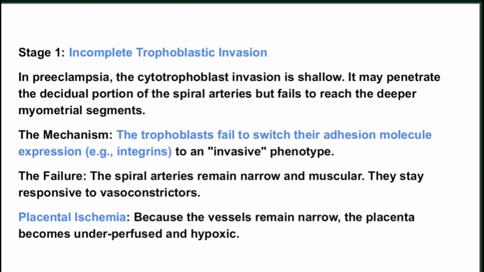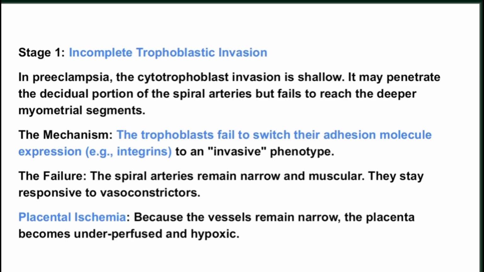Now, what you need to understand is that we're trying to look into how the incomplete trophoblastic invasion happens. So in preeclampsia, the cytotrophoblast invasion is quite shallow, and it may penetrate the decidual portion of the spiral arteries, but fails to reach the deep myometrial segments in the second wave. So with that being said, that has consequences.